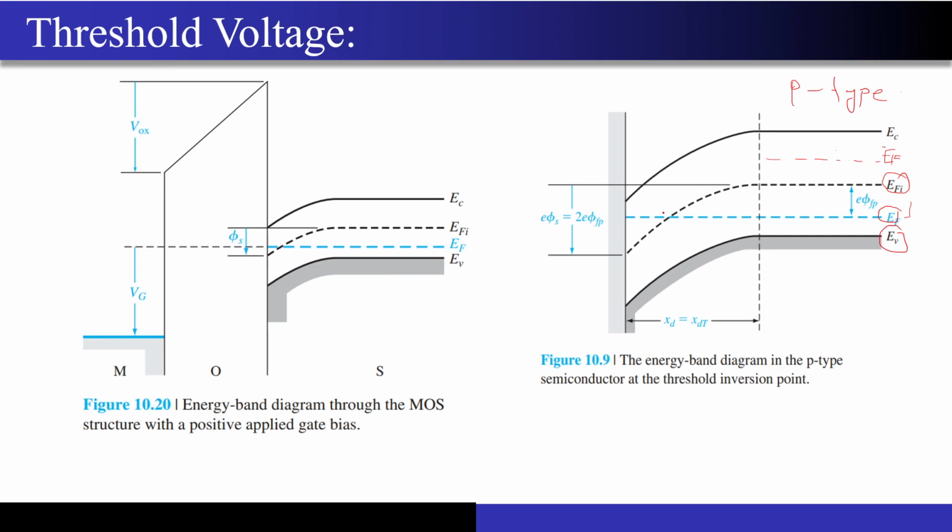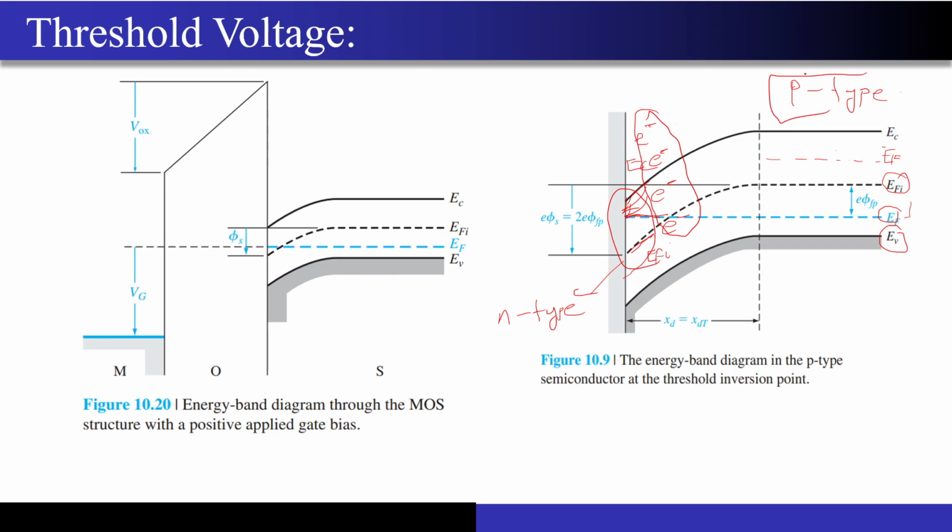Now if I check what is happening at the surface, this is your EF, this is your EFI, this is your EV, and this is your EC. Now my Fermi level is between EC and EFI, so my Fermi level is in the top half. So this part that you are seeing over here has now become N-type material. What does this mean? There are a lot of electrons present near the SiO2 interface.